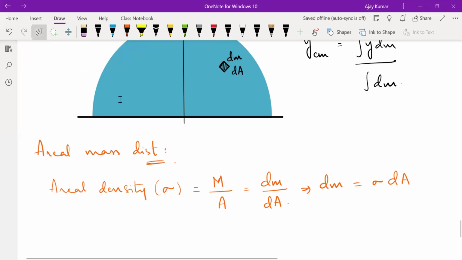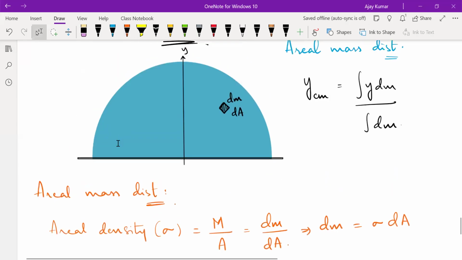But this won't be of any help in this case. Why? Because you need to integrate y dm, and to integrate that, see, we have considered a dm here, that's fine. y is the y-coordinate of the dm from here to here. This is y. How will you express dm in terms of dy? Very difficult. In fact, this time there will be a number of dms, infinite dms having the same y-coordinate, like this.